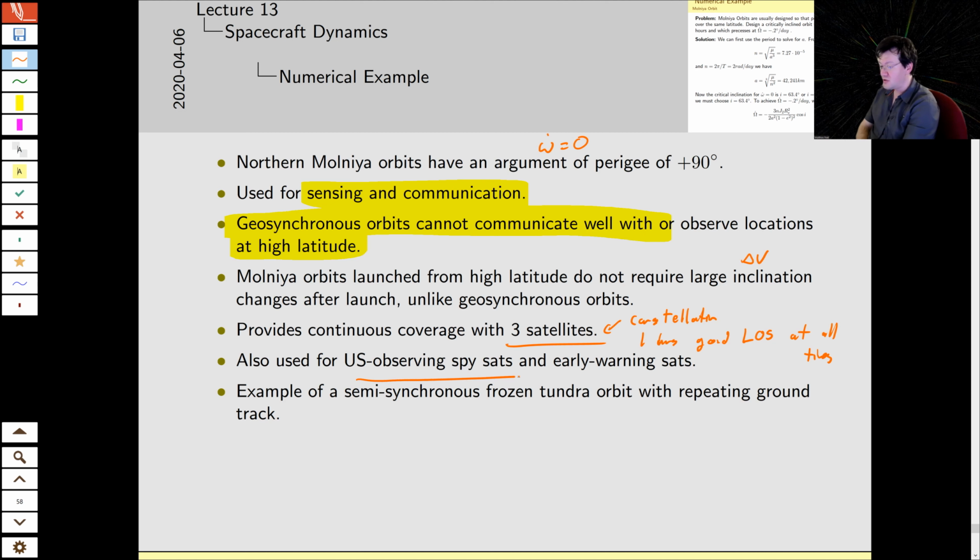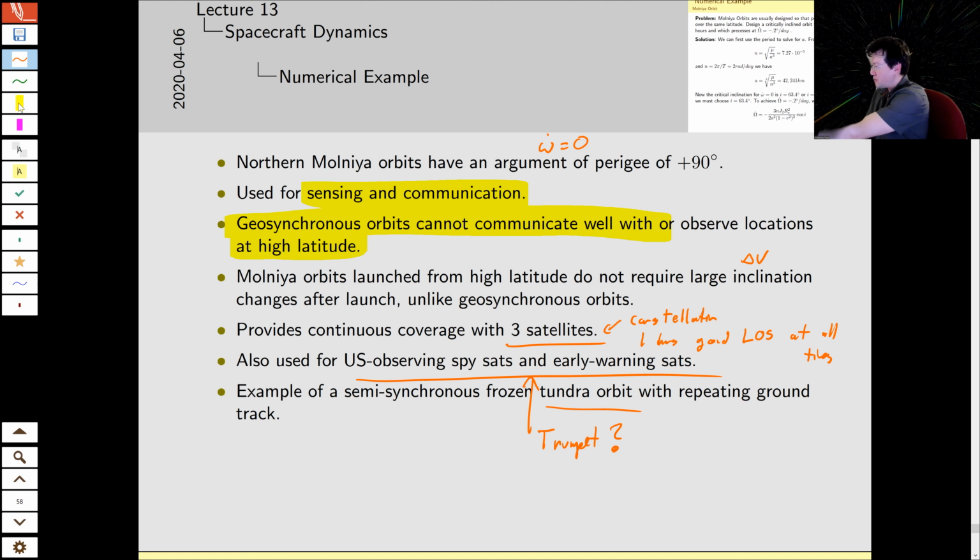Also used by the Soviet Union for U.S. observing satellites and presumably vice versa. Actually, I think, if I remember, Trumpet is in a Molniya orbit. That's a U.S. spy satellite. Let's see. And then we could also get tundra orbits as well as Molniya orbits if we want geo. And they have to have a repeating ground track, but we're not going to talk about that.